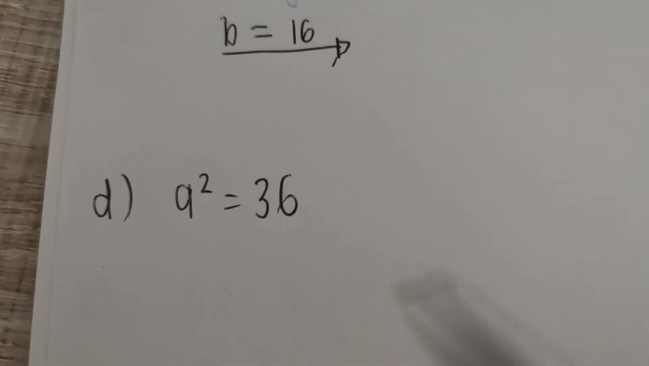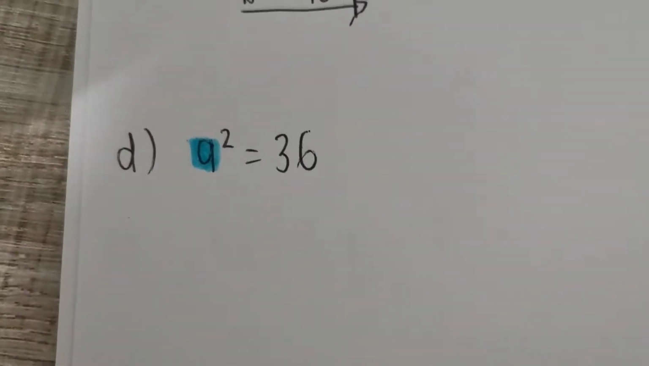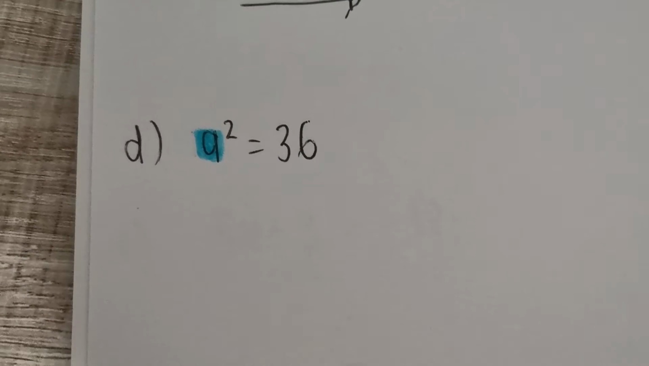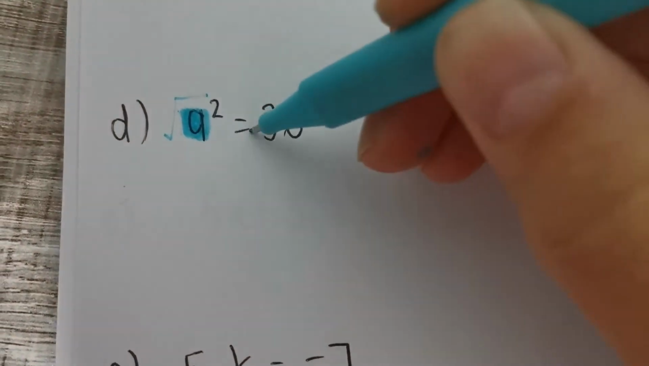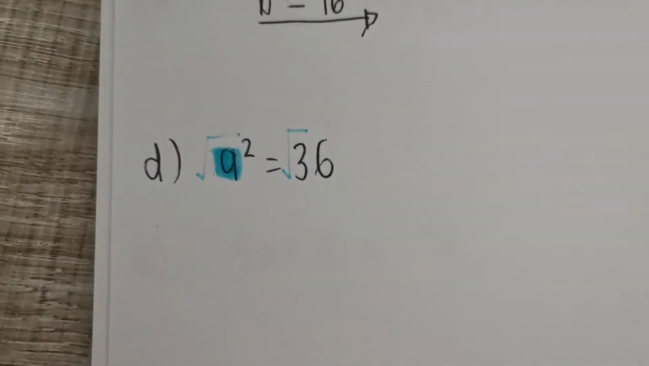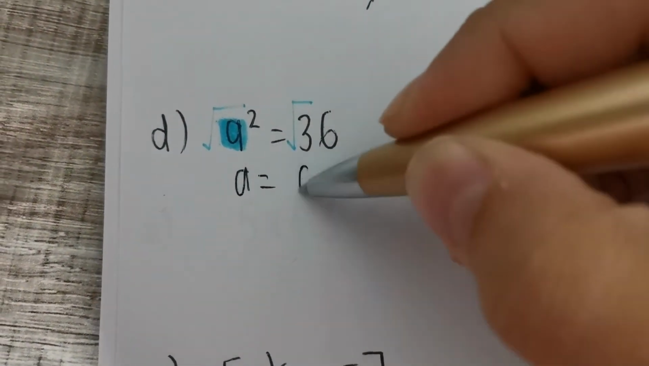Okay, let's continue. This one over here, I have something to the power of 2. So what's the inverse of it, or the opposite of it? It's the square root. Okay, so I square root on both sides. A equals, what's the square root of 36?